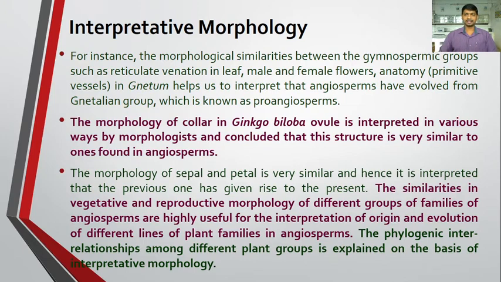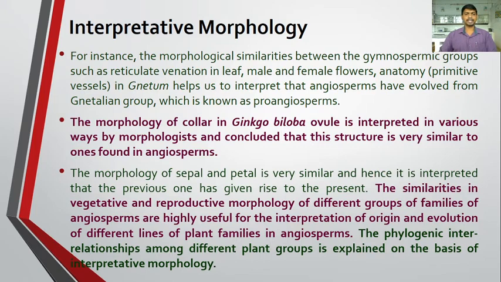The morphology of sepals and petals is very similar, hence it is interpreted that the previous one has given rise to the present. The similarities in the vegetative and reproductive morphology of different groups of families of angiosperms are highly useful for the interpretation of origin and evolution of different lines of plant families in angiosperms. So the different plant families in the angiosperms originated and evolved from other groups of families, which has been concluded from the similarities in the vegetative and reproductive morphology of different groups of plants.